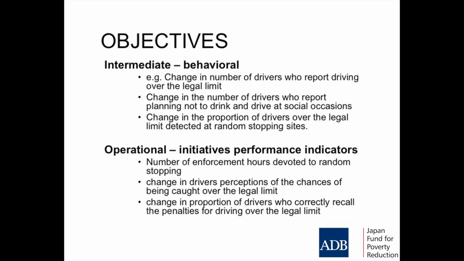The change in the number of drivers who report planning not to drink and drive after social occasions. That's also a self-reported one. But you might also have another behavioural objective, which is the change in the proportion of drivers who are over the legal limit detected at a random stopping site by police. That is an observed behaviour. You can observe that, you can detect it at random sites, and you can identify the difference between what was before the program and what was after it. It's just counting. You're just counting the number of people who you have detected that are over the legal limit.